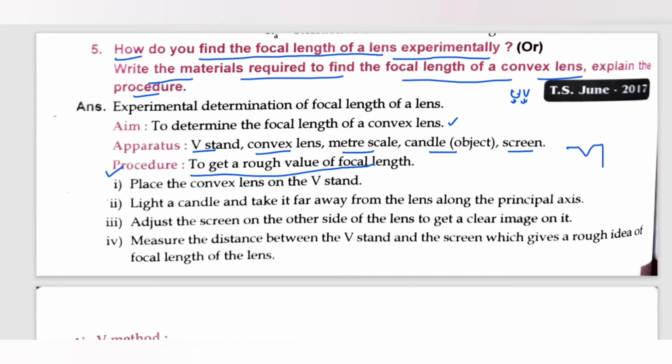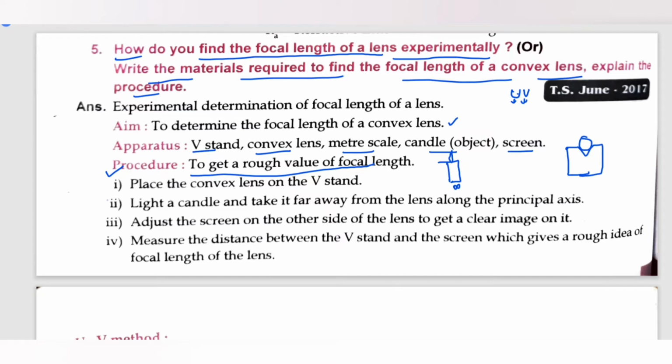Take a V stand and place a convex lens on it. Light a candle and take it far away from the lens. So take a candle and take it far away from the lens. So the object is somewhere at infinity.